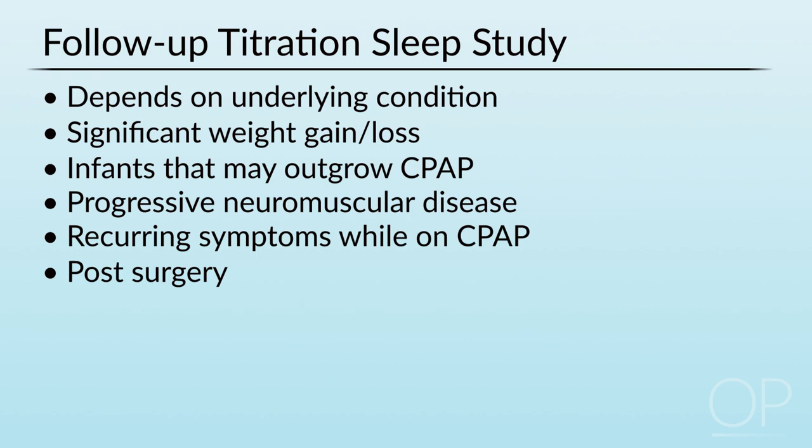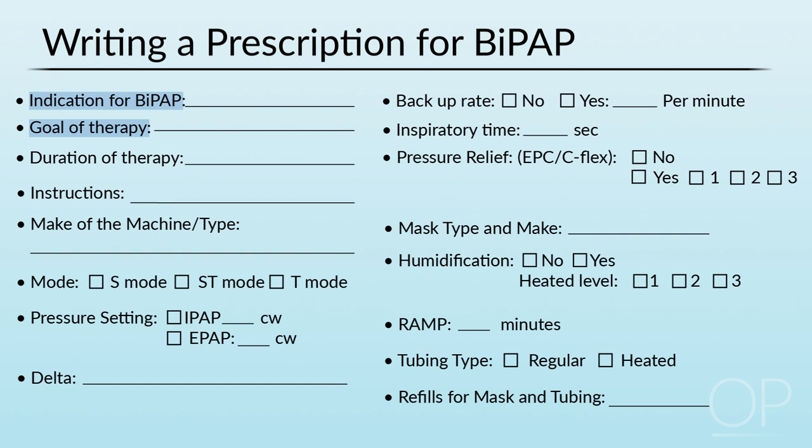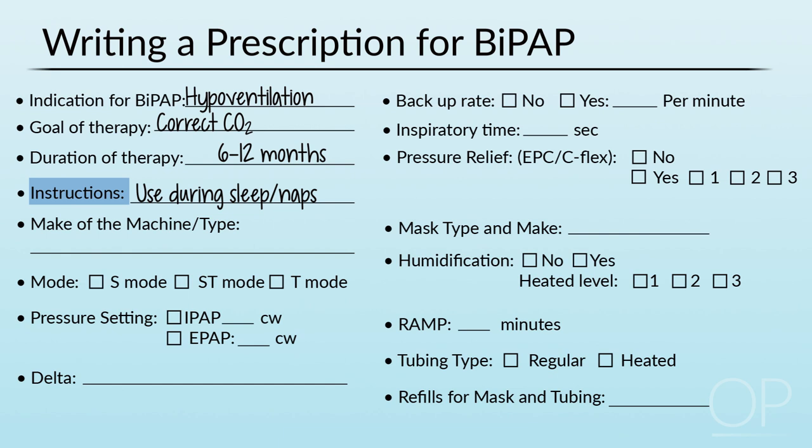For the BiPAP prescription, you would like to write the indication, the goal of the therapy. If you're writing for hypoventilation, it is to correct carbon dioxide. If the duration of the therapy is required, you typically write lifetime or the duration you intend to use. Instruction is to use during sleep or naps. Again, machine make and model. The settings are important depending on what mode you use. If you use ST mode, you'd like to write a rate. If it is a spontaneous mode, you can just write the inspiratory positive airway pressure, which is IPAP, and then EPAP. We typically keep the delta between 4 to 6.